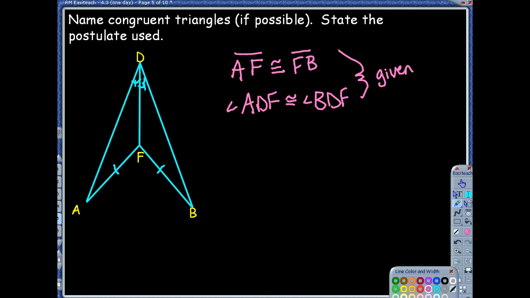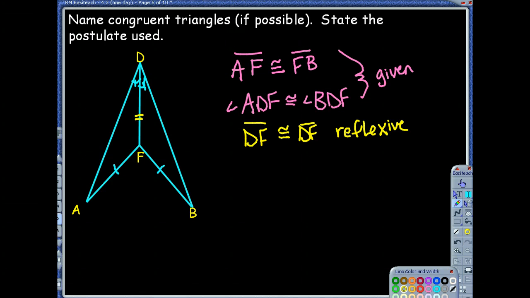Do we have any other stuff here that we know from our picture? Because obviously we only have two things, and we know we need a third. Well, one thing I noticed is those two triangles in this picture share a side, and when they share a side we can say it's congruent to itself by reflexive. So segment DF is congruent to segment DF because of reflexive. Okay, so I have three things, so I can say these triangles are congruent. What would be your reason?